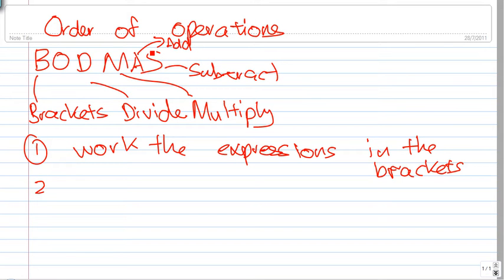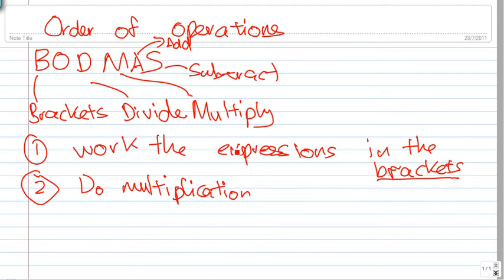Okay, two. You can see BODMAS comes first, so B comes first, so B stands for brackets. You work the expressions in the brackets first, followed by division and multiplication. Division and multiplication, you can actually treat as a group. So in order of priority, division and multiplication come after brackets. So you do multiplication or division from left to right, whichever term you see first. From left to right.